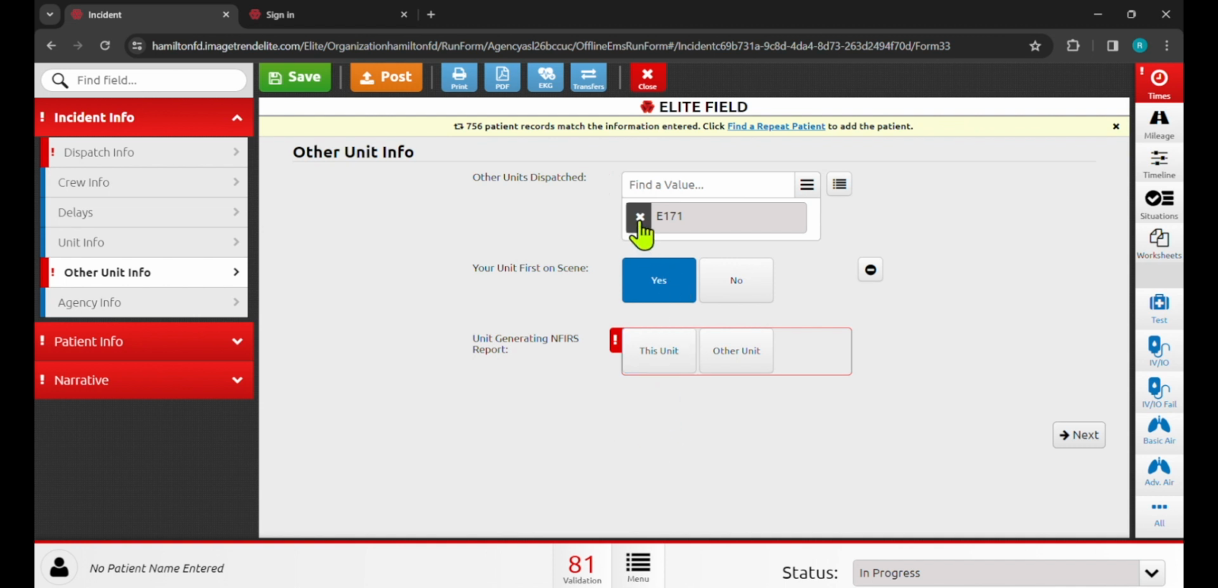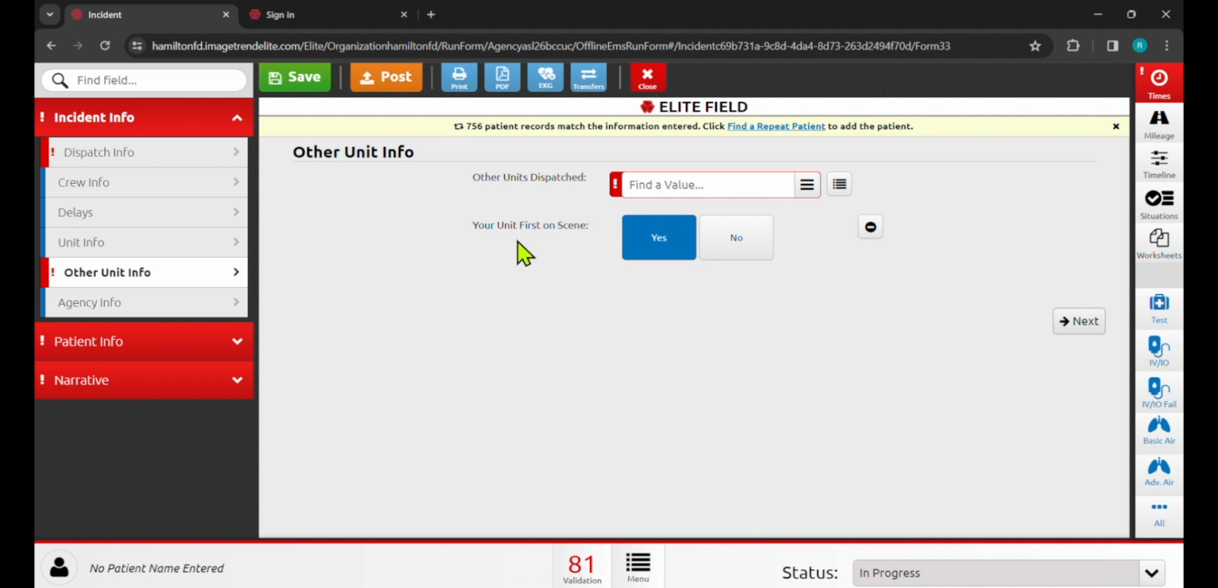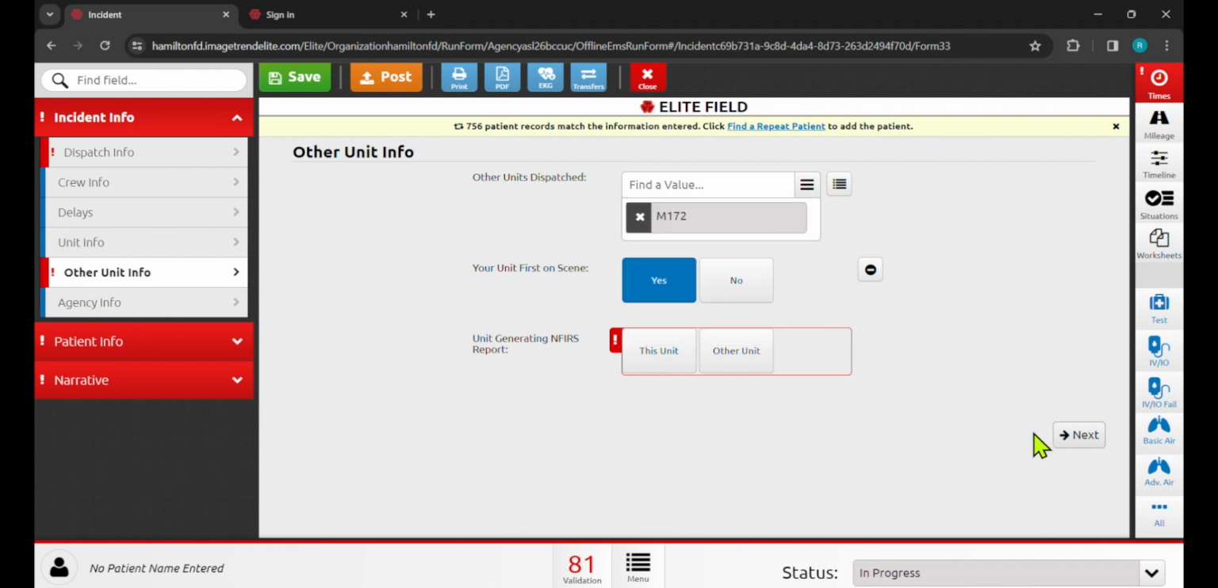Now, where this can get tricky is in this scenario. We are Medic 171. Who came on this run with us? Medic 172. So now I just told you that the medic is going to do the NIFRS. Well, now which medic? This is the one scenario where this is going to require you to communicate. You need to get a hold of Medic 172, probably fairly close to when the run ends, and just say, hey, who's doing the report, you or me?